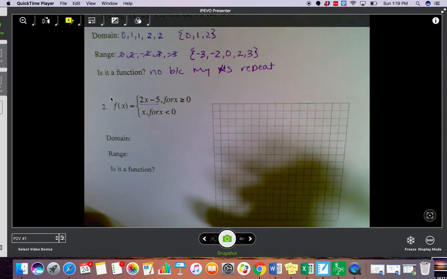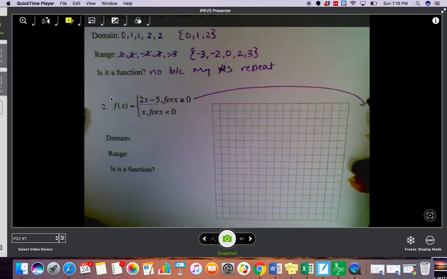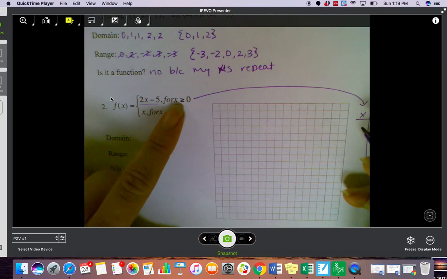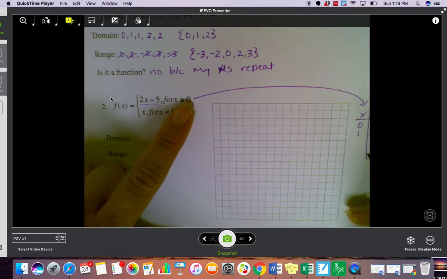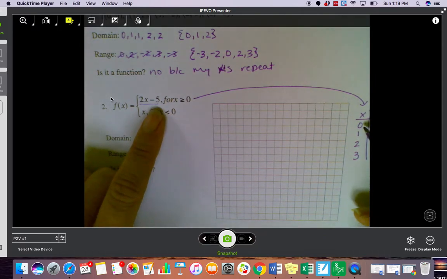The easiest way that we have found for students to do this is to just make a t-table. So you make a t-table here, and you fill in values that follow this. So it has to be greater than or equal to 0 or greater than 0. So 0, 1, and 2. I'm going to start there, and 3. We can do 4 of them. So I fill that in.